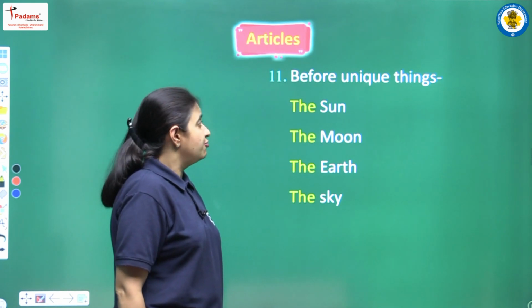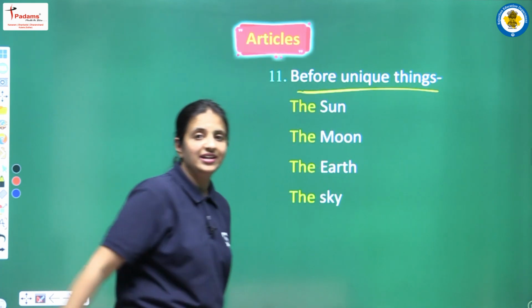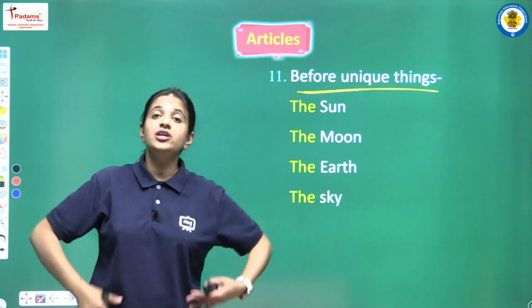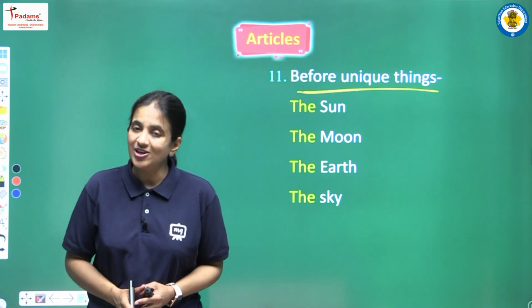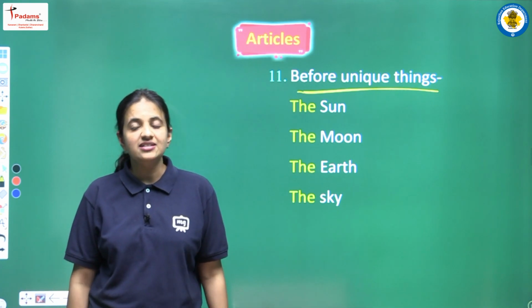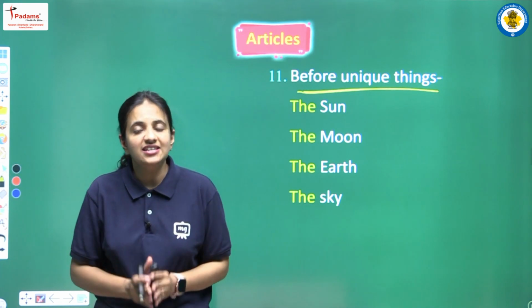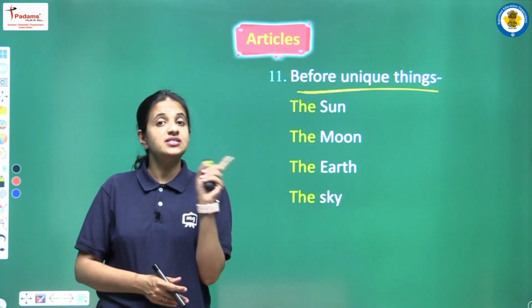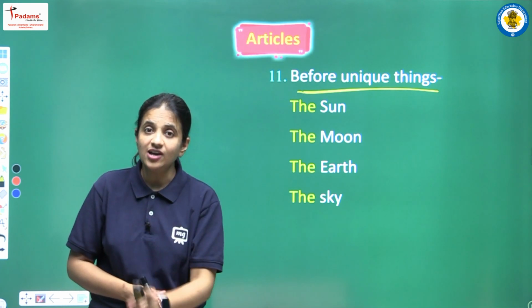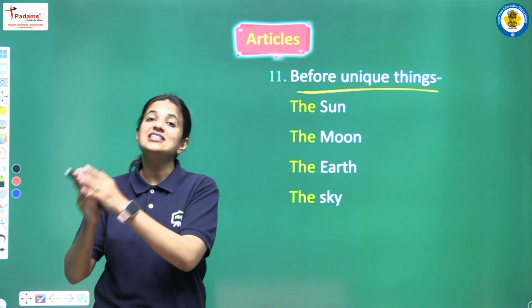Next use before unique things. So it's a very important use of the article. It is used before unique things. Now a question will be there that what unique things means. Unique things means the things they are only one in this universe, right? एक ऐसी चीज जो कि इस पूरे यूनिवर्स में सिर्फ सिंगल है, केवल एक ही है, उसके जैसा कोई दूसरा नहीं है. Okay, so such things are known as unique things.